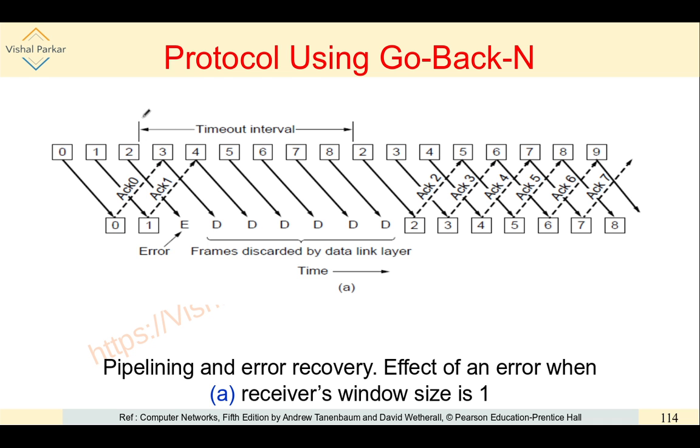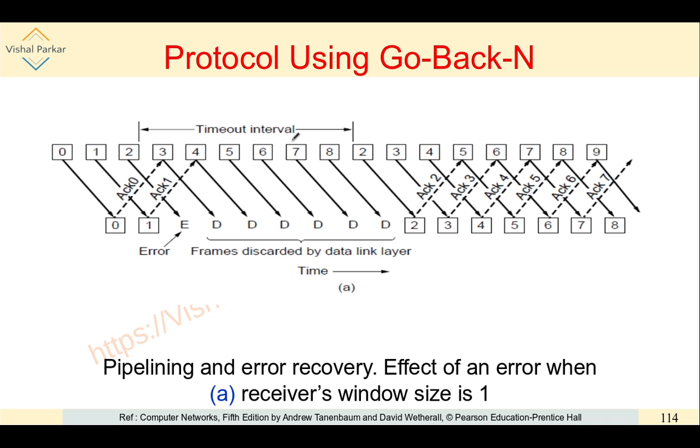Here, as you can see, this is the timeout interval of the sender. These are the sequence numbers of the frames being transmitted. This is the sender side and this is the receiver side. Frame numbers 0 and 1 are correctly received at the receiver. Correspondingly, their acknowledgements are sent back and received at the sender after some time. But frame number 2 was received in error, and that's why its acknowledgement was obviously not sent back.